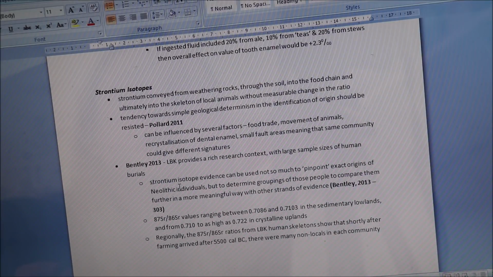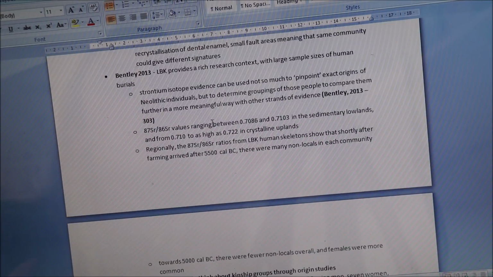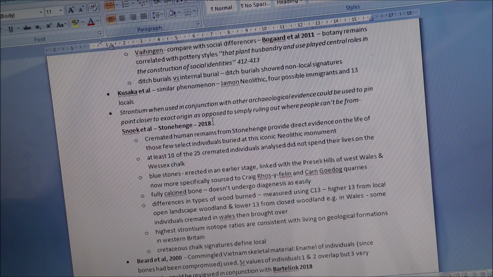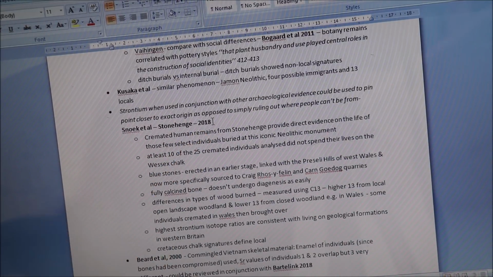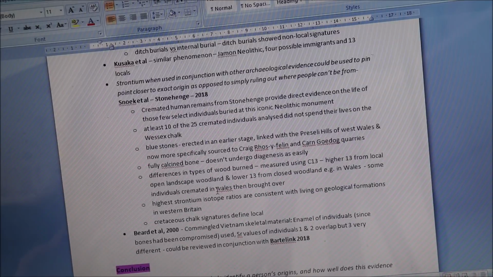Same with strontium. Again, this is a big section. So again, I have a pretty new case study from 2018, which is about Stonehenge, which is super cool. Would absolutely recommend you go and read that. Whether you're interested in this or not, this is an interesting case study, I promise.